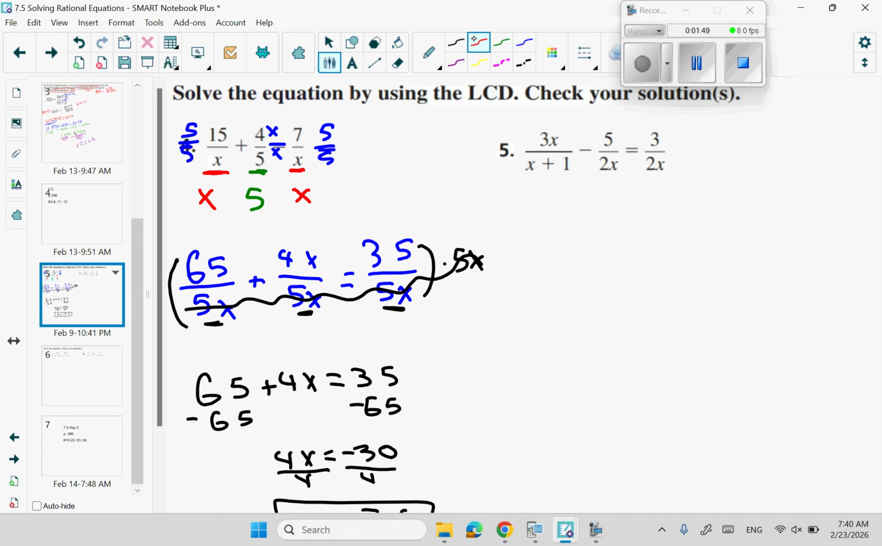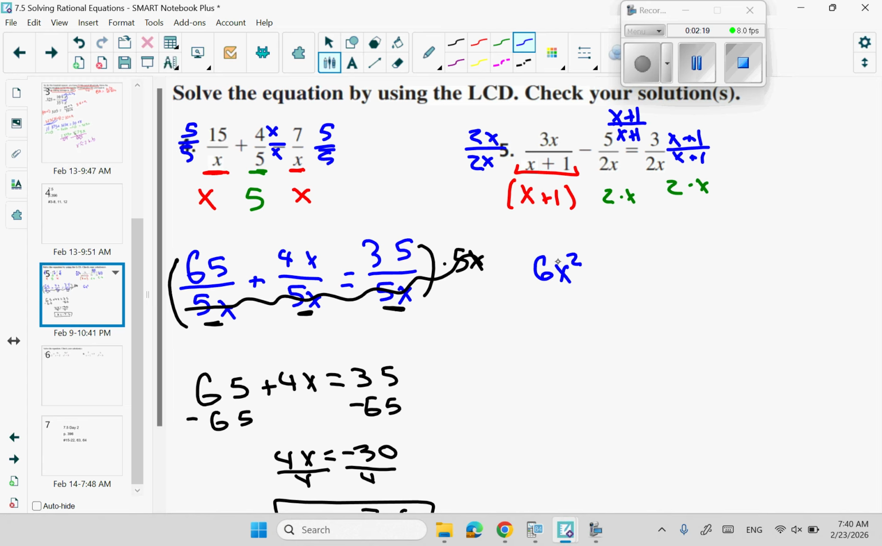Okay. Same logic over here. Remember, 2x plus 1 is all one thing. And here we have 2 times x, and here I have 2 times x. So this first fraction, I'm going to have to multiply by 2x over 2x. And both of these fractions are missing x plus 1. So multiplying, I get 3x times 2x. That's going to give me 6x squared over 2x, x plus 1.